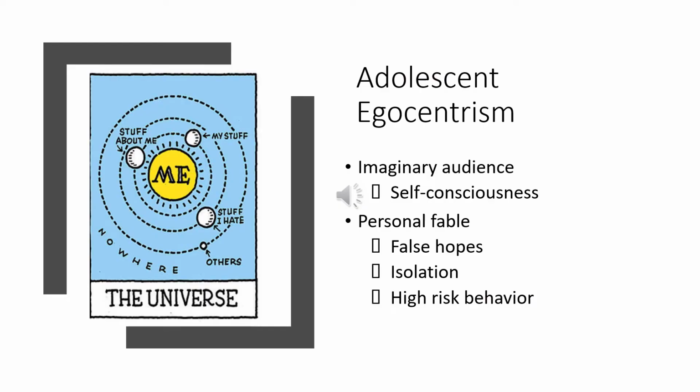So now we're on to adolescent egocentrism, and probably two of the more famous concepts in human development, and that's the imaginary audience and the personal fable. And I bet you've learned about them before. So imaginary audience is this idea that adolescents, and to a large extent the rest of us too, right, assume that people are noticing things about us.